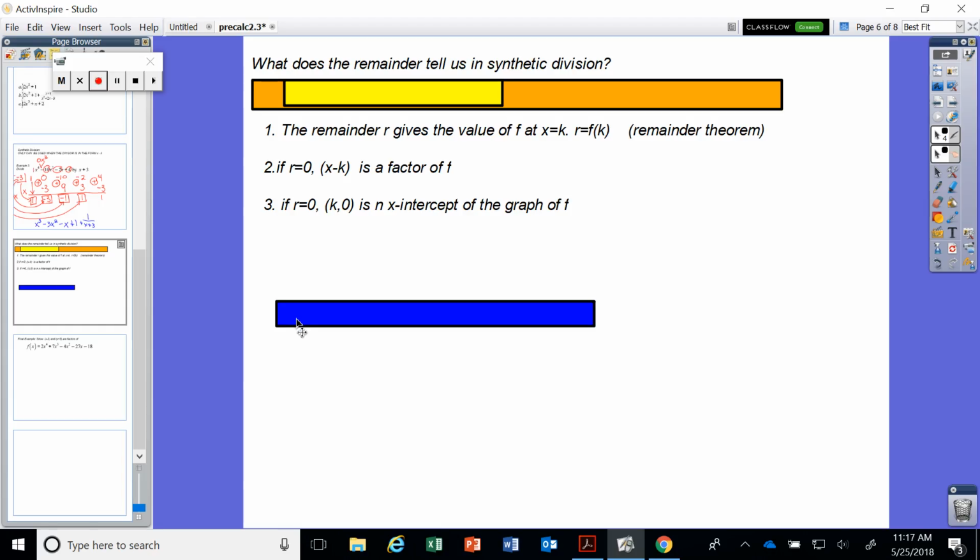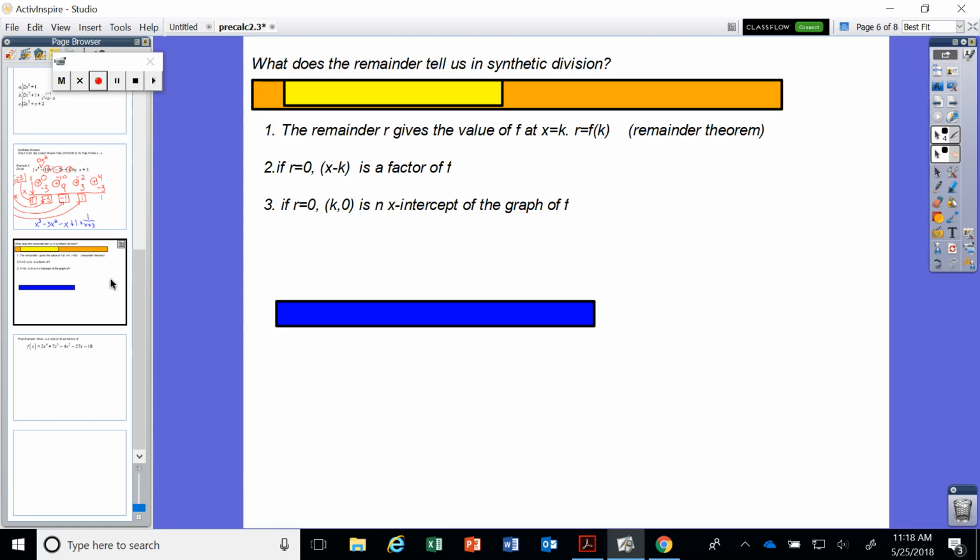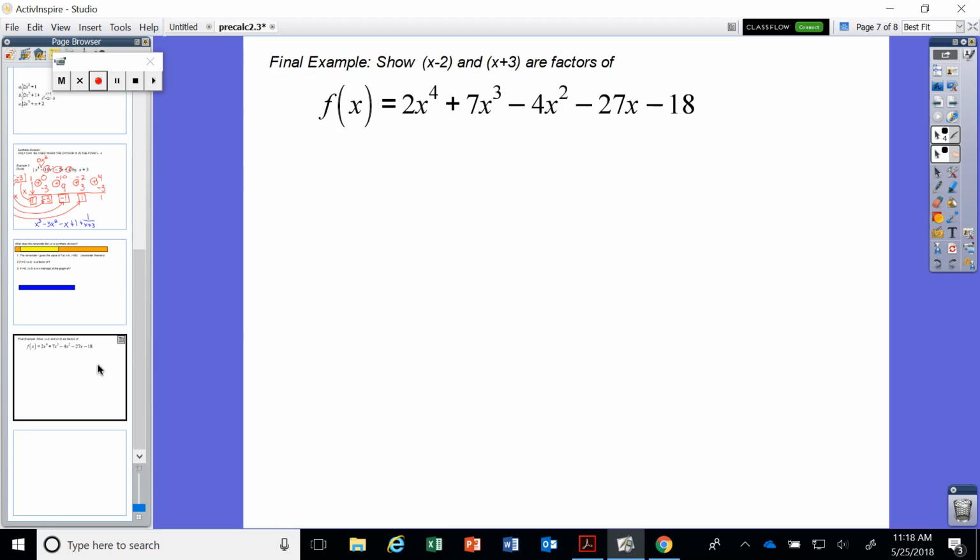All right, ladies and gentlemen, let's take a look here real quick. As we wrap things up, what I want you to do is show that x minus 2 and x plus 3 are factors of the following polynomial function. Wow, you're going to do that. Think about what we just said: if there is no remainder, then x minus k is a factor. A little synthetic division, folks. Use synthetic division to divide x minus 2 and x plus 3 into this function and show that the remainder does equal 0. Because if you show that the remainder equals 0, you have shown that these are factors. Give this one a shot, guys. We're on to the next one.